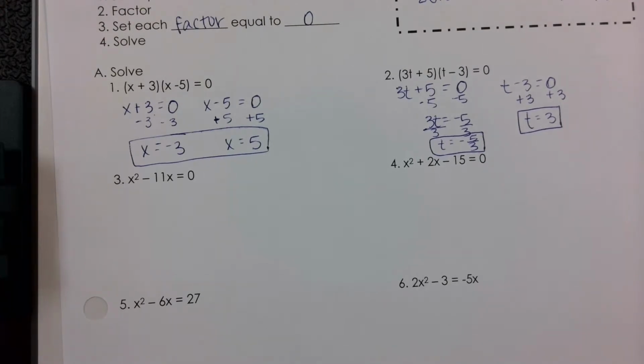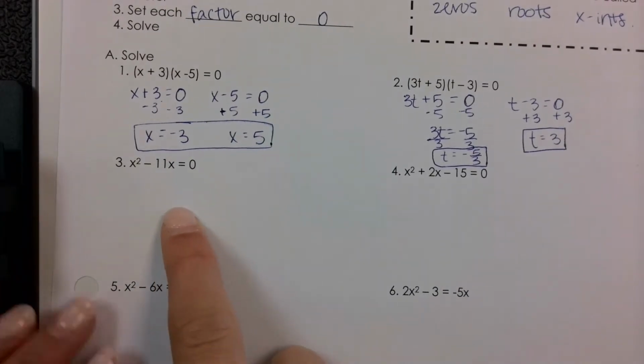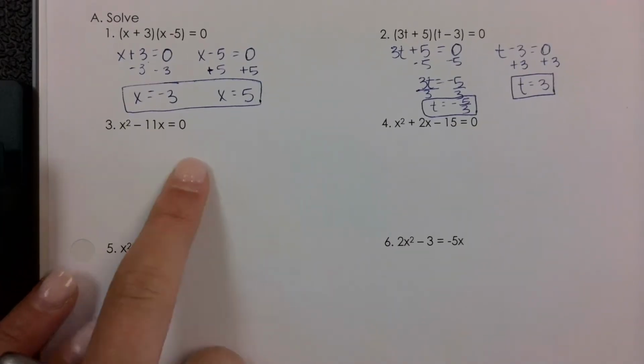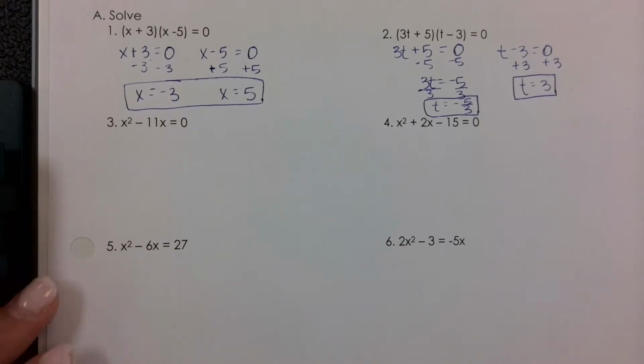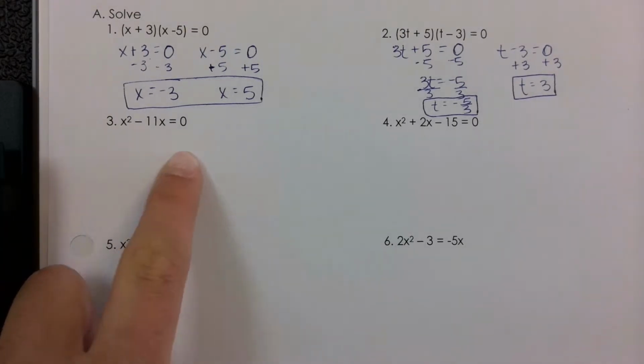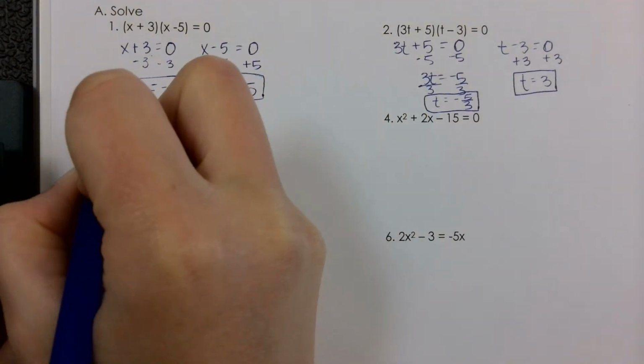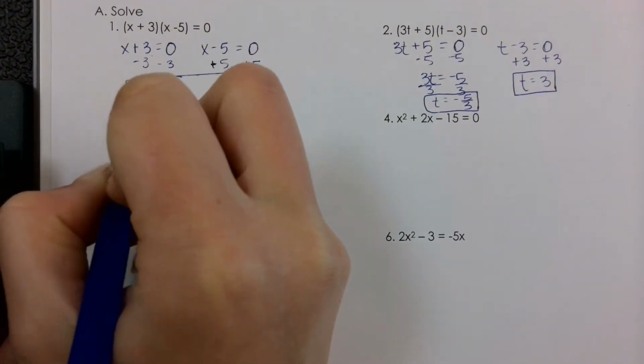All right, so looking at number 3. What do you do first? What's step 1? Equal to 0. Are we equal to 0? Yes. Yep, so we're good to go. What's step 2? Factor. So when you are factoring anything ever, what do you always check for first? Yeah. Do we have one here? What do they both have? X. So we can pull out an X. What's going to be left inside your parentheses?